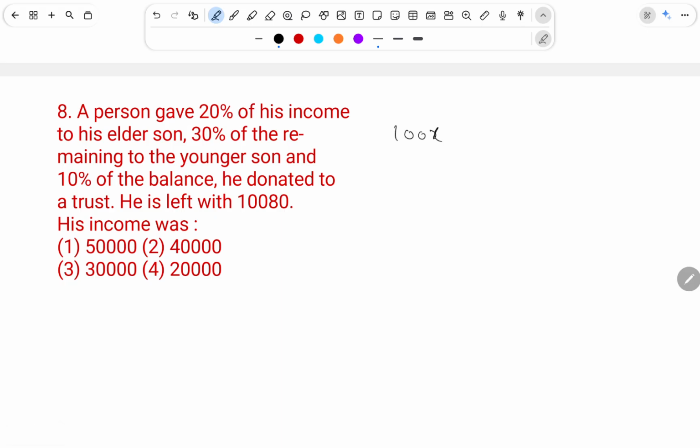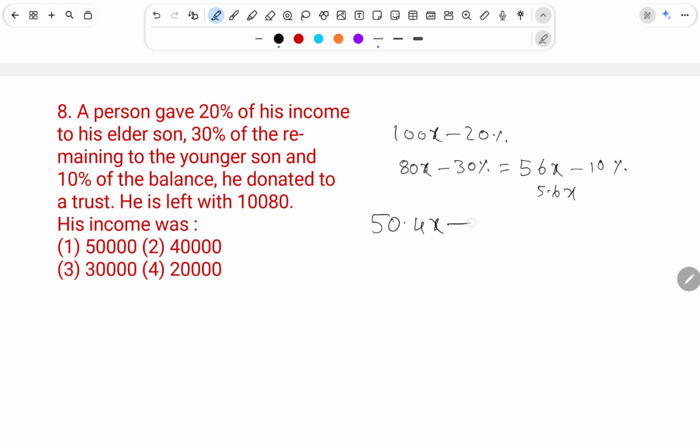He gave his elder son 20%. If 20% is given, he is left with 80x. Now of the remaining, 30%: what is 30% of 80? 24. If it is given, he is left with 56x. Of the balance he donated 10% to a trust; 10% of 56 is 5.6. If it is reduced, it becomes 50.4.